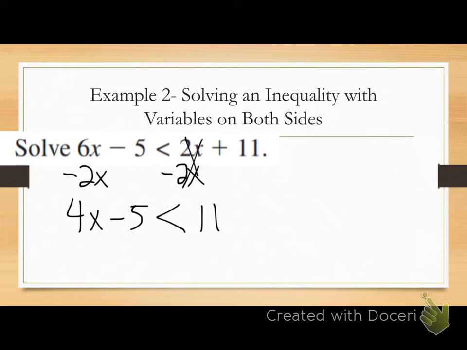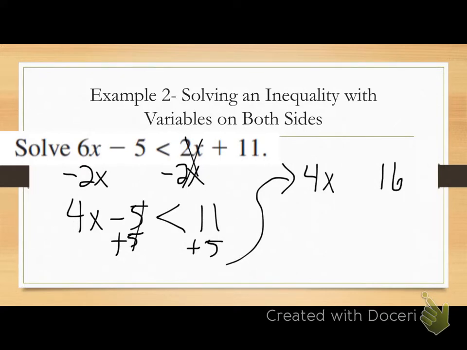Questions on that first step? Okay, I've got my variables to the same side now. What do I need to do with my constants? Yeah, I want them on the opposite side of the variable. So what do we say, Jake? Yeah, add 5 to both sides. So I'm left with 4x on the left. On the right, what's 11 plus 5? 16. Does my symbol flip or stay? Stays the same. I still have not divided or multiplied both sides by a negative number.